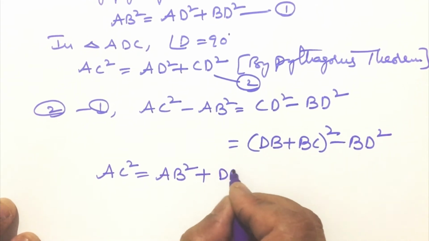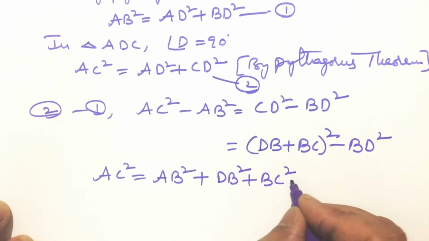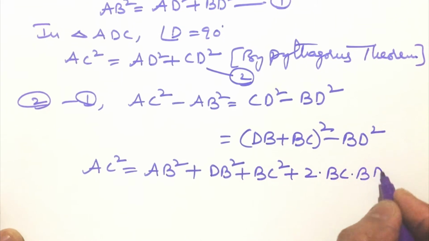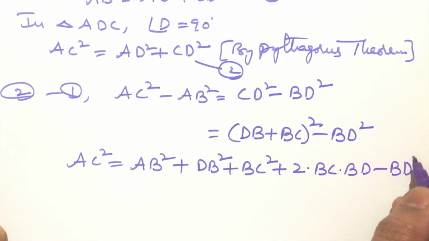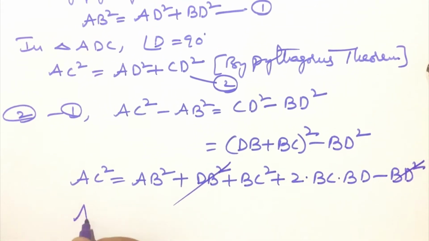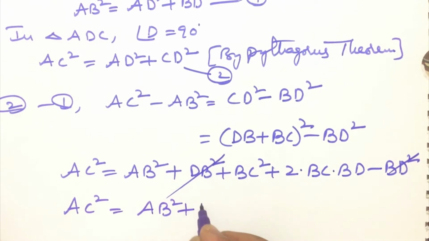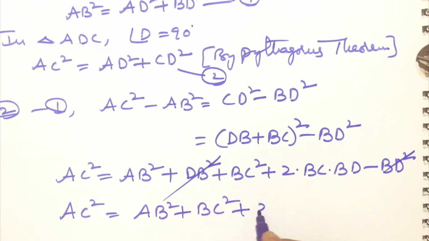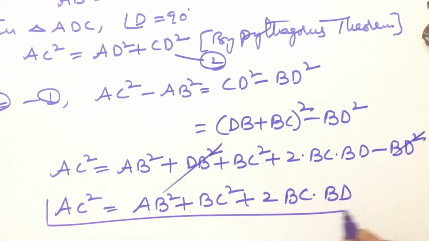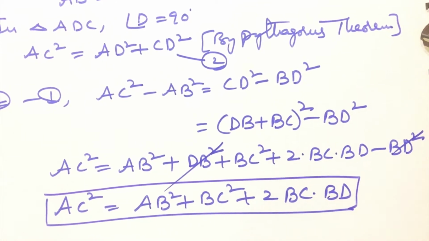Now bring the AB square to the RHS and expand DB plus BC using the (A plus B) whole square form. So you are going to get DB square plus BC square plus 2 times BC into BD minus BD square. DB square and minus BD square cancel. So what is left is AC square is equal to AB square plus BC square plus 2 times BC into BD. This is the required result, which is nothing but the obtuse angle theorem.